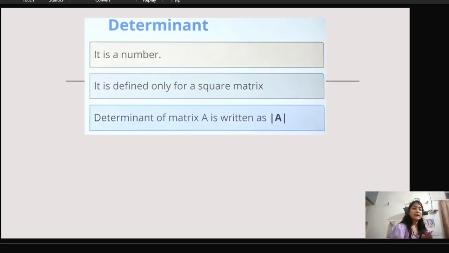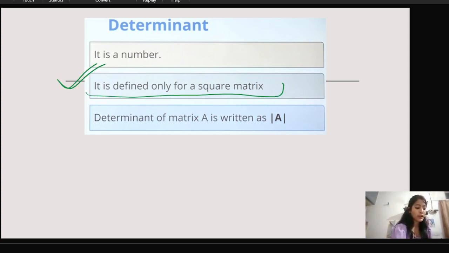Okay, next we are going to discuss determinants. What is a determinant? How can we find it? A determinant is nothing but a number. How do we find that number? It is defined only for a square matrix. Remember this point, this is very important.